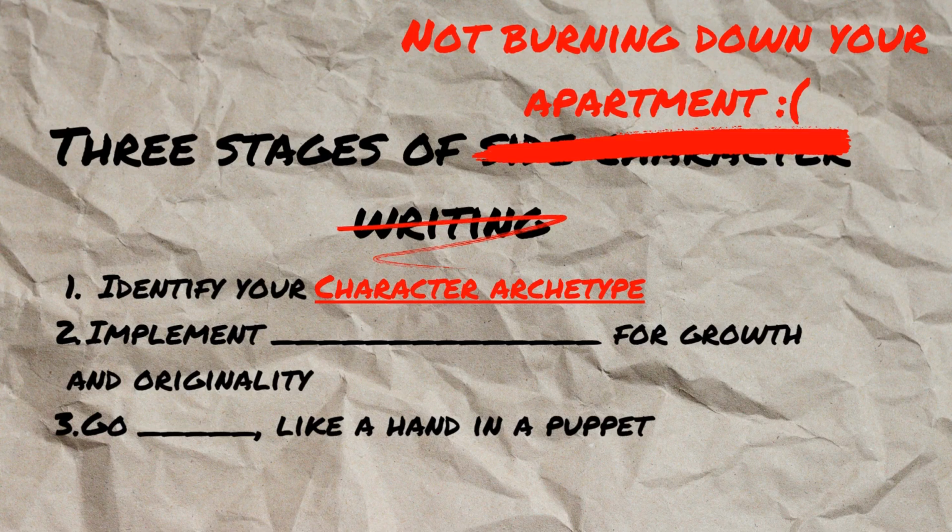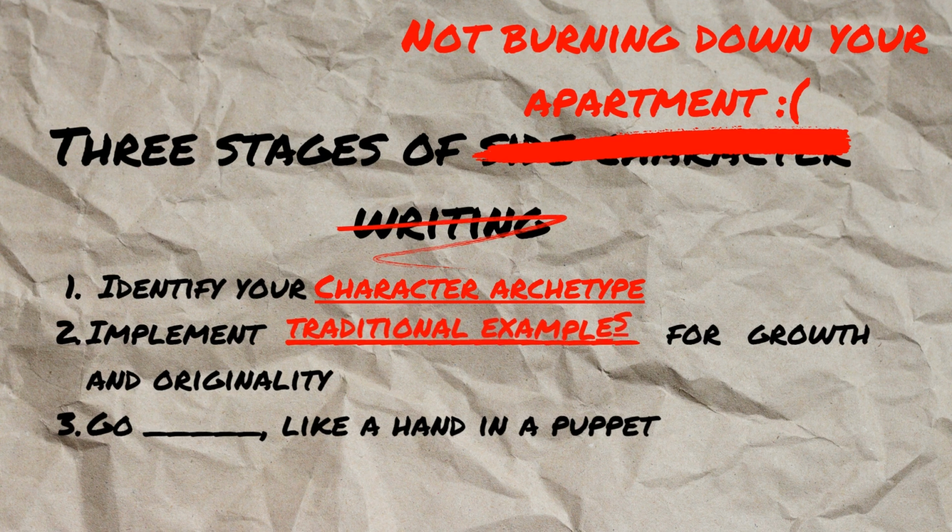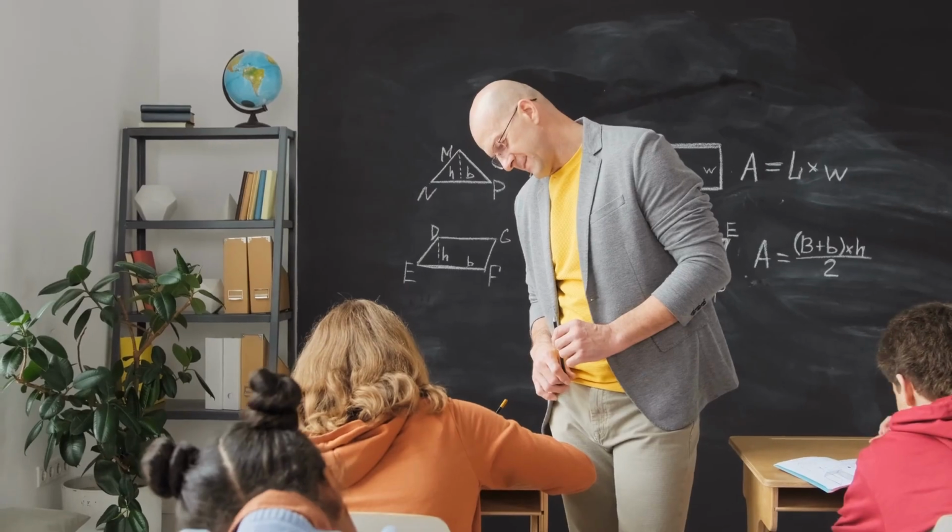So, now the job, once we identify a character archetype, is blah la la la la. Step 2. Tweak that archetype by combining traditional examples and implementing tiny moments for potential growth, depth, and originality. What does that mean? Let me put it to you this way.